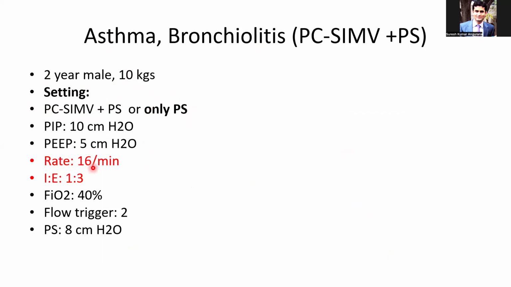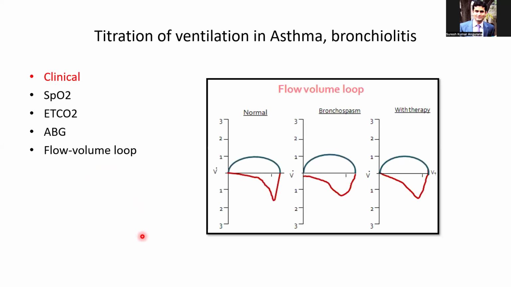So these are slow units, so we are keeping a rate of 16, and I:E ratio is 1:3, because we know that we have to keep longer time for expiration, because during expiration airway resistance further increases. So we are increasing expiratory time a little prolonged than inspiratory time. FiO2 is 40%, trigger is 2, and pressure support is 8 centimeter of water.